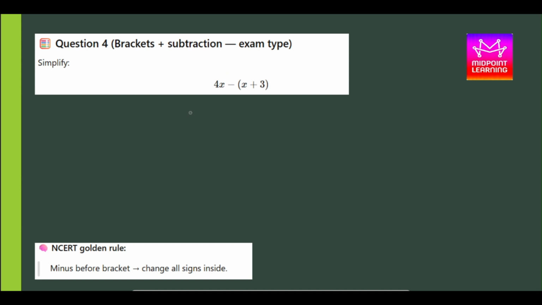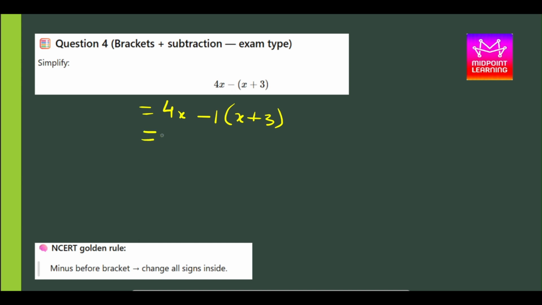Next question, 4x minus x plus 3. Now here we have to understand the negative sign, right, before the bracket. What does it mean? It means we can write it as negative 1 as well, right? This is same as 4x minus 1 into x plus 3, correct? Minus means negative sign here is same as negative 1, correct?